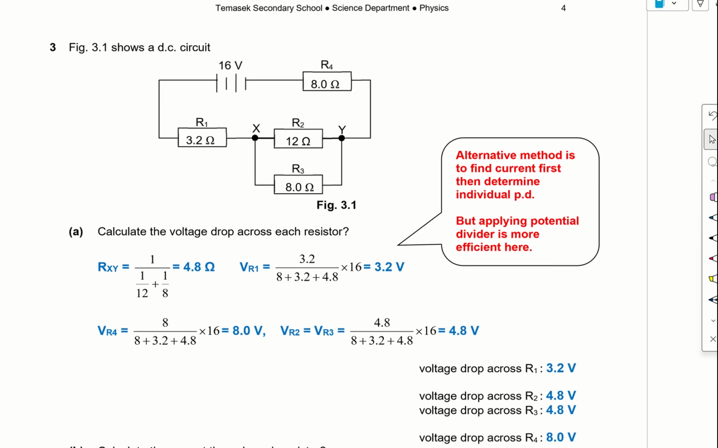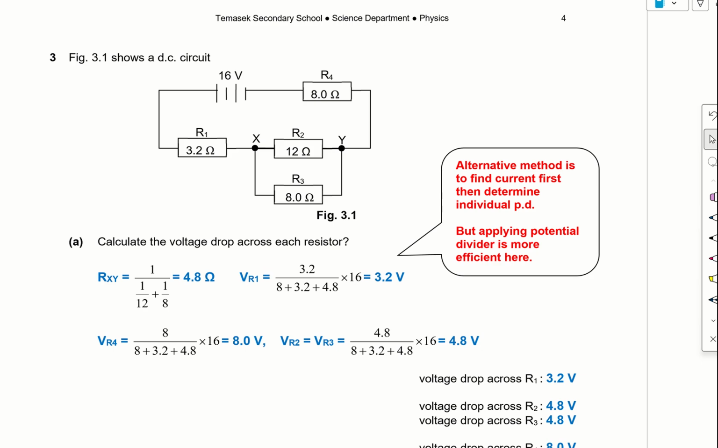Okay, question 3. We have a 16-volt battery. We have R1 3.2, R2 12 ohm, R3 is 8 ohm, and R4 is 8 ohm.